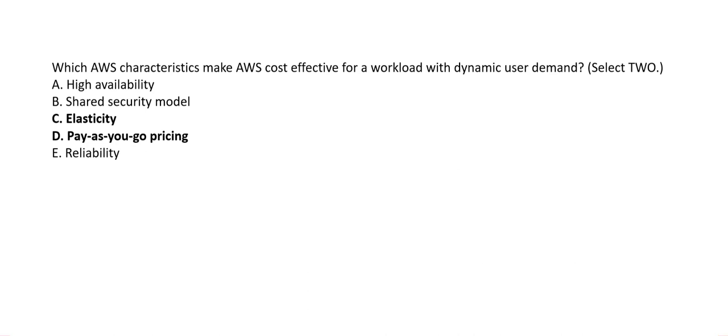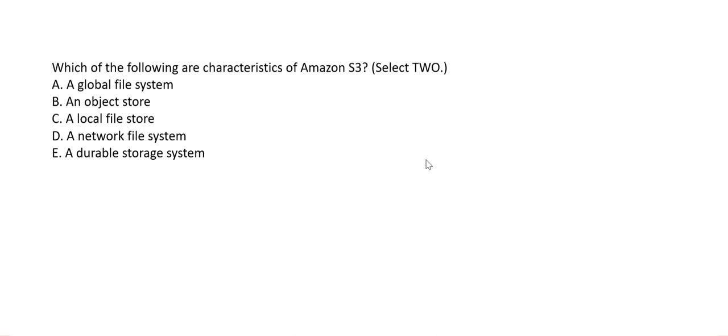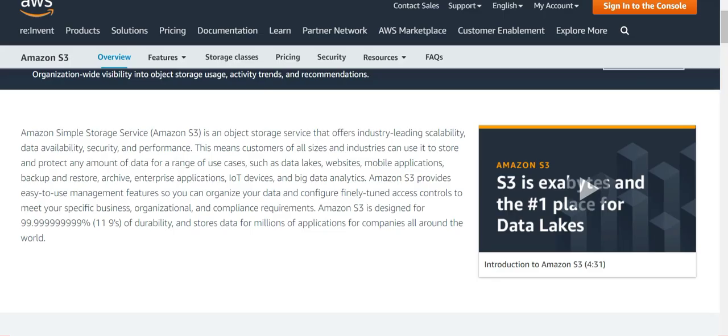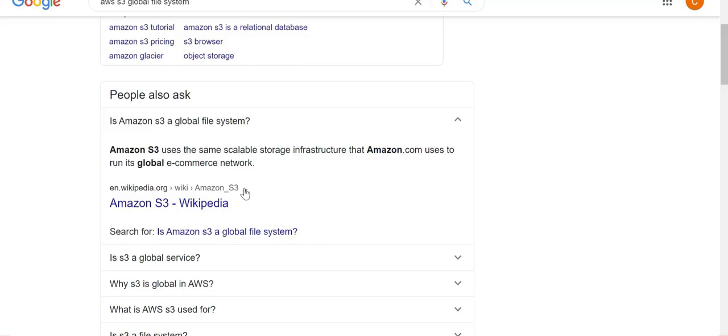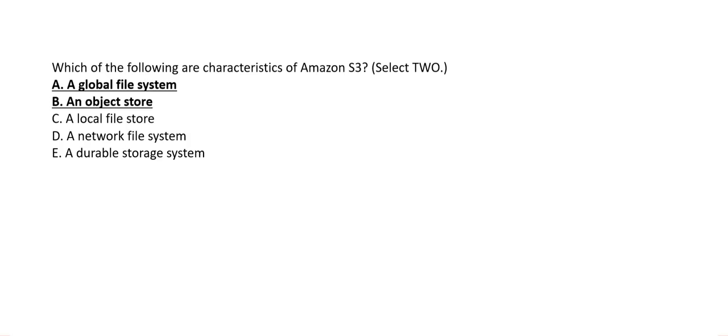Which of the following are the characteristics of S3? Global file system object store. So S3 is an object storage service. And S3 is global. It uses the same scalable storage that Amazon.com uses for its global e-commerce network. Hence options A and B look correct.